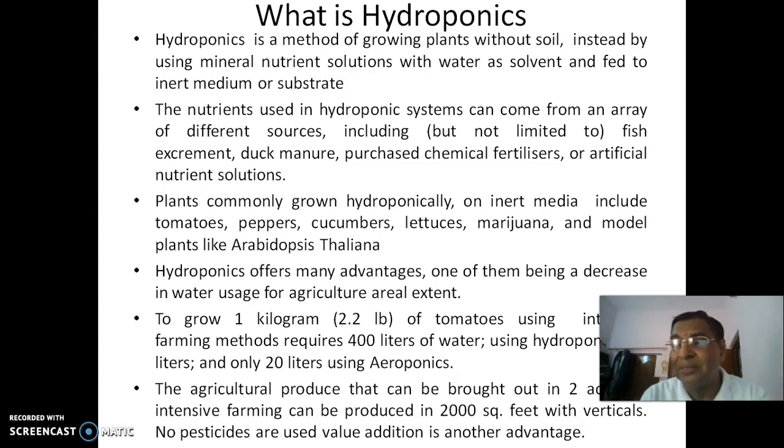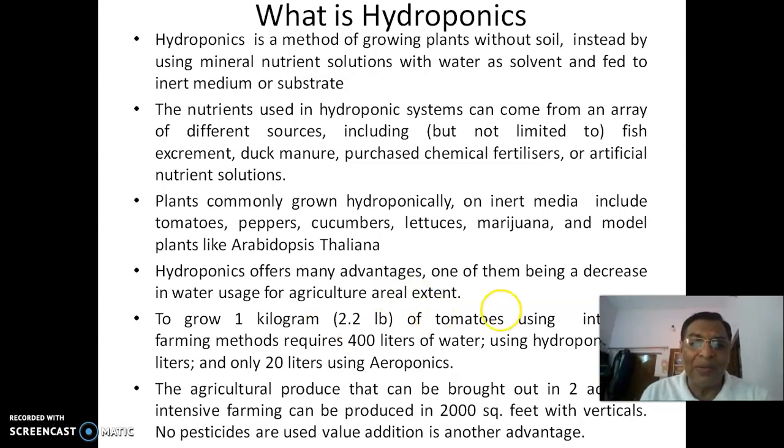Practically you can grow. That is the advantage, and a fresh one you can have. Hydroponics offers many advantages. One of them is a decrease in water usage for agriculture and a reduced areal extent. So the water usage, first of all, let us see.